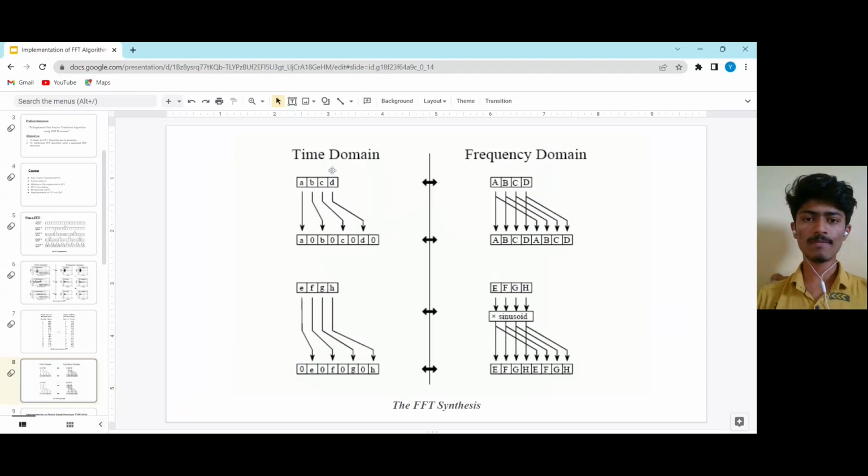In this image you can see that, as previously, on the left side the time domain signals are there, and on the right side you can see the frequency domain. In the time domain, between each sample we are going to add zeros, and in the frequency domain we are just shifting the samples to the right side, and the same for the other example.